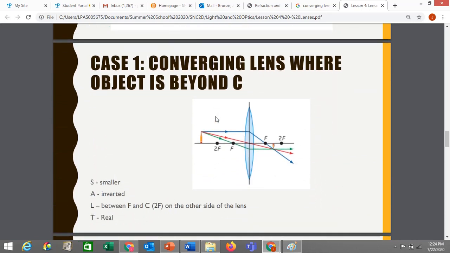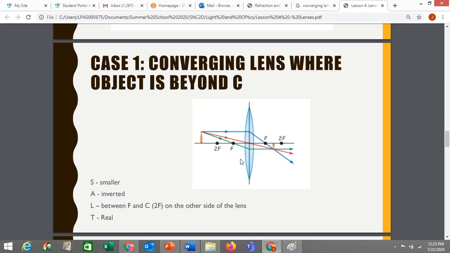So in the first case, what happens if you have an object that's outside of C, which remember C and 2F are the same. So outside of C. Well, if we follow our rules, we have a light ray parallel to the principal axis. That's going to go through the focus. We have a light ray that goes straight through the center, and a light ray that goes through the focus, so it's now going to bounce back and become parallel to the principal axis. Where do all those rays intersect? They intersect there, so that's where our image is going to be.